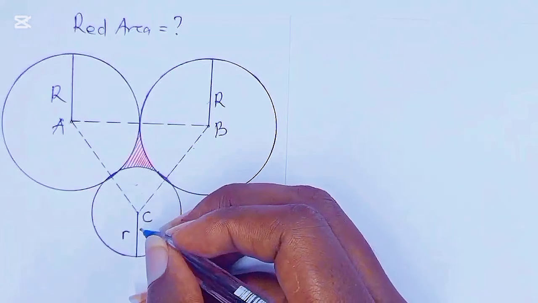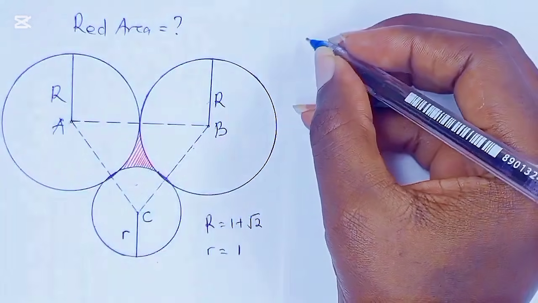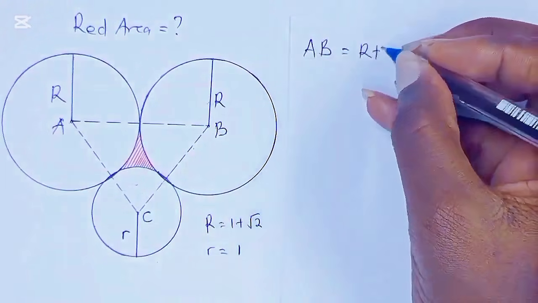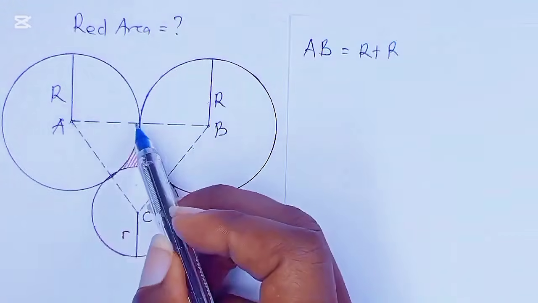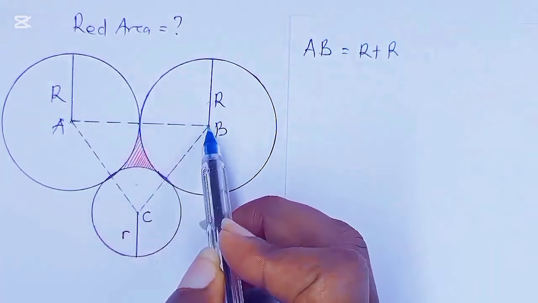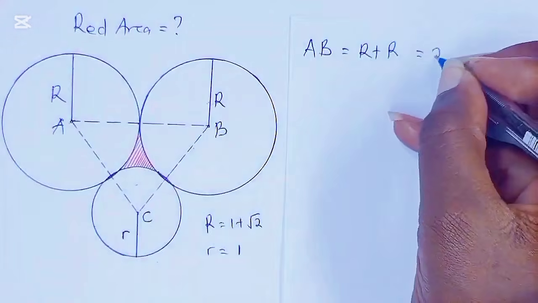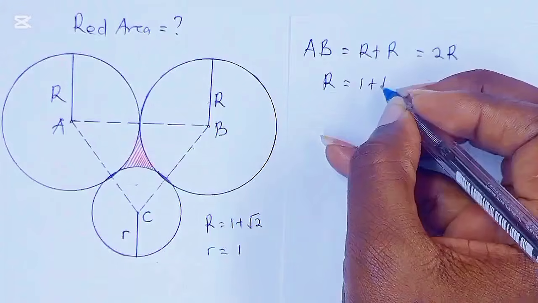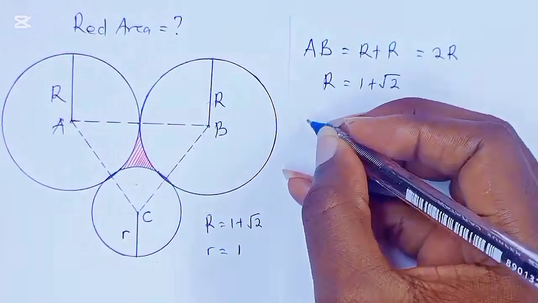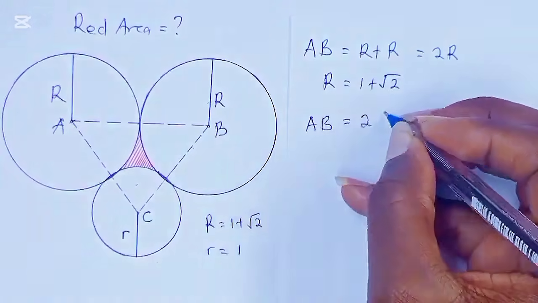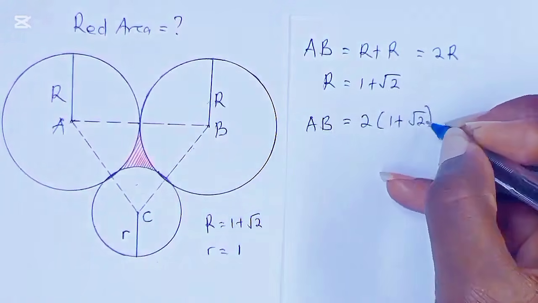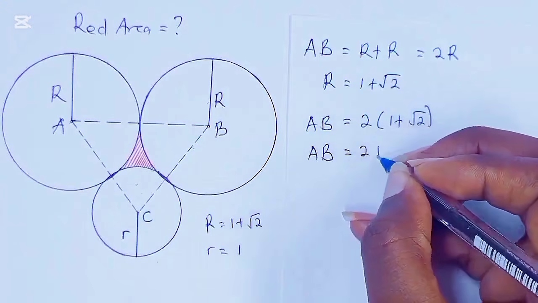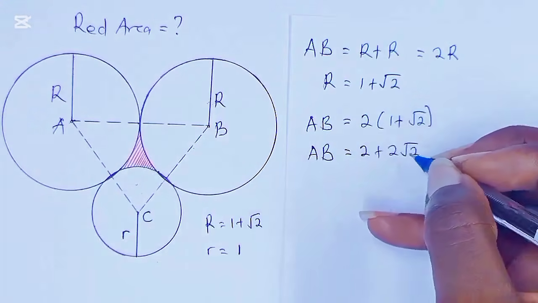So AB is equal to R plus R. From this point to this point is R, and from this point to this point is R, which is equal to 2R. But remember, R is equal to 1 plus root 2. So this implies that AB is equal to 2 into 1 plus root 2, so AB is equal to 2 plus 2 root 2.